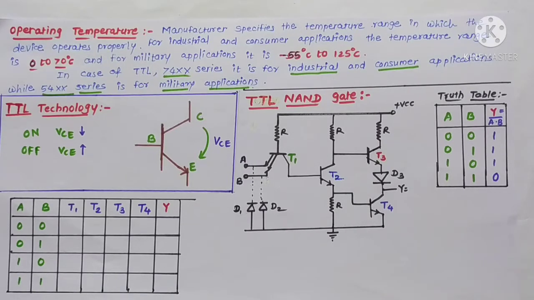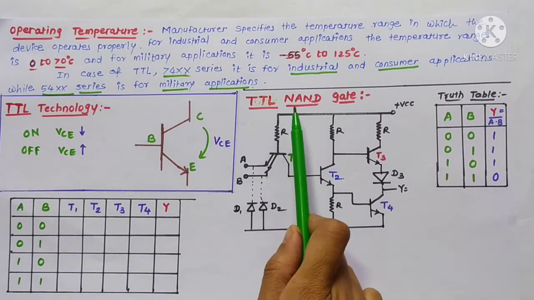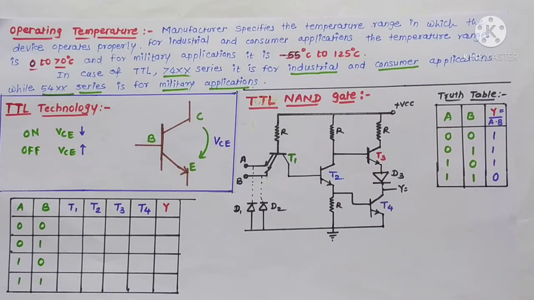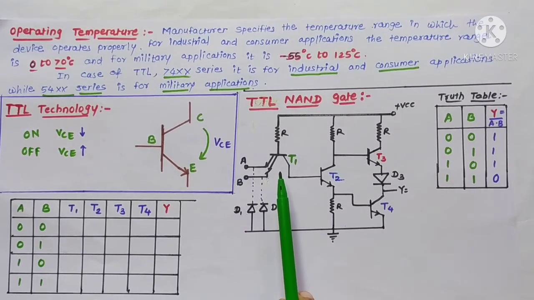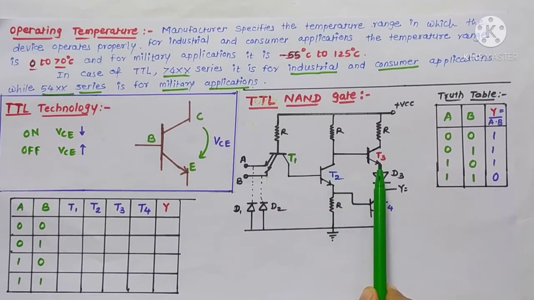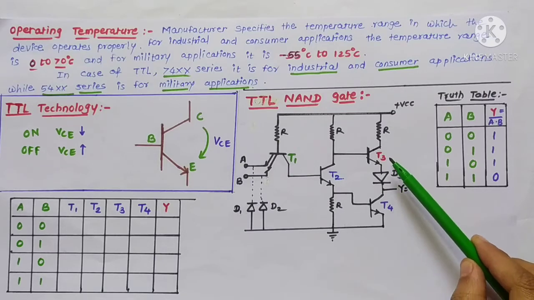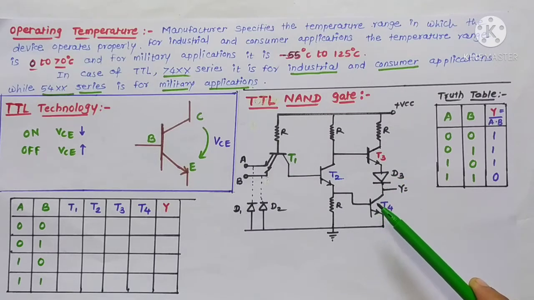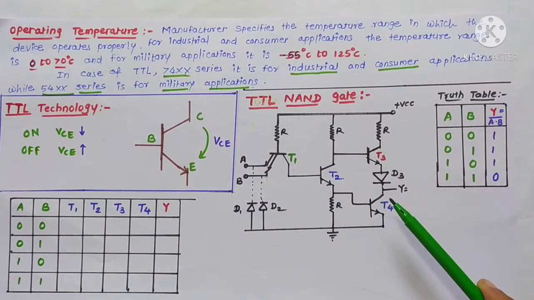Now let us see the working of the TTL NAND gate. As shown in this figure, transistor T1 is a multiple emitter input transistor. Transistors T2, T3, T4 form an inverting circuit. The arrangement of transistors T3 and T4 is called the totem pole output stage.